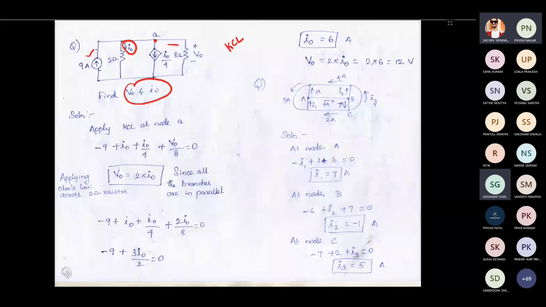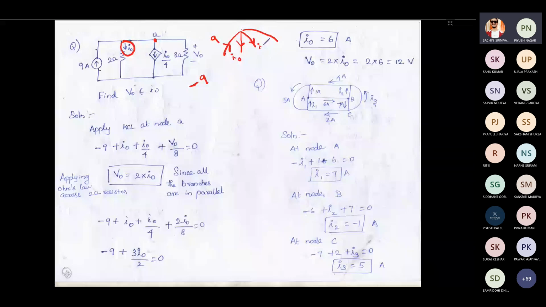At this node, 9 ampere is coming into the node, so you consider it as minus 9. This I naught, all these are coming like this. I told you, right? It is a single node. 9 ampere is coming in, plus I naught is going out, then I naught by 4 is going out. Then you have some current that you do not know, so you mention it as I8. I8 means the current flowing through the 8 ohm resistor. Generally it is easy to understand, so it is mentioned like this, nothing else.